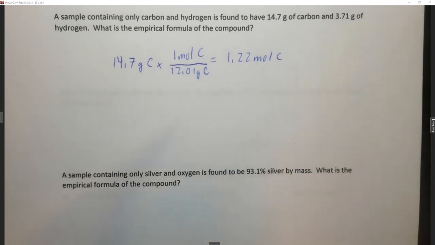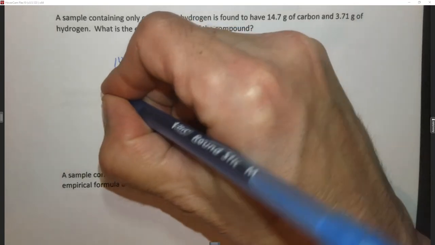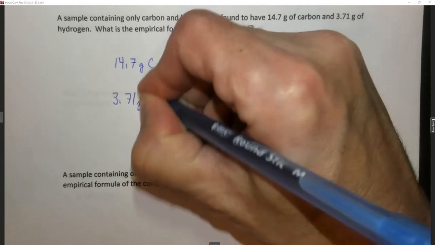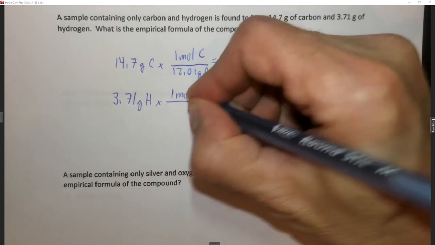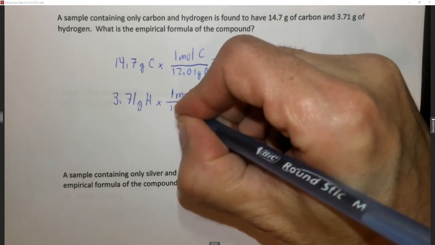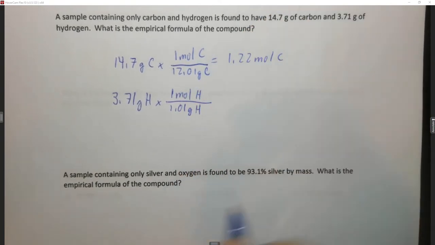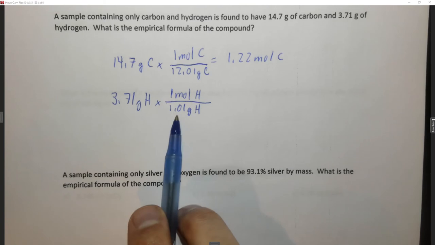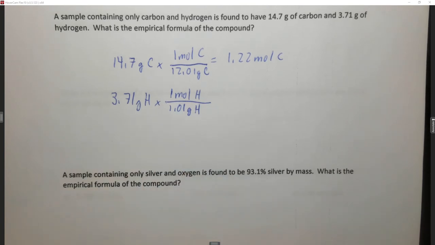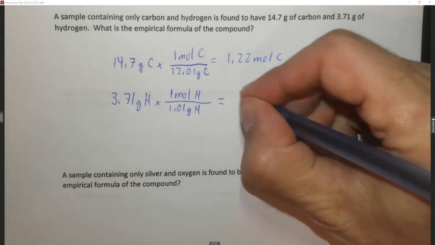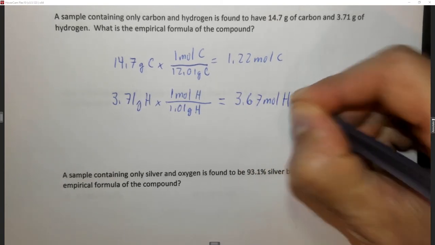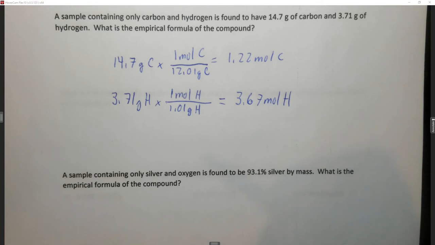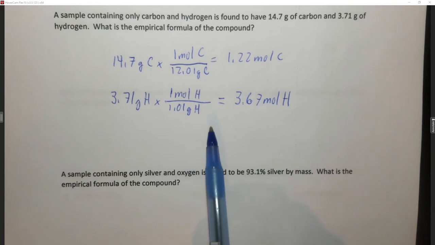We need to repeat for hydrogen. So we have 3.71 grams of hydrogen times, for every 1 mole of hydrogen, it's 1.01 grams of hydrogen. Obviously, we have to use the molar mass of hydrogen for this one, not the molar mass of carbon. When we do that, we get 3.67 moles of hydrogen. Now we need to take the simplest whole number ratio.